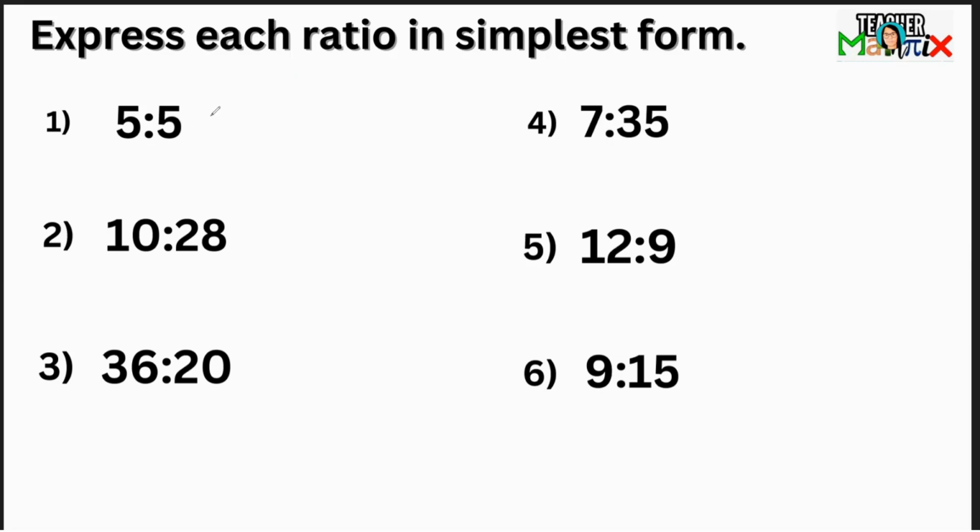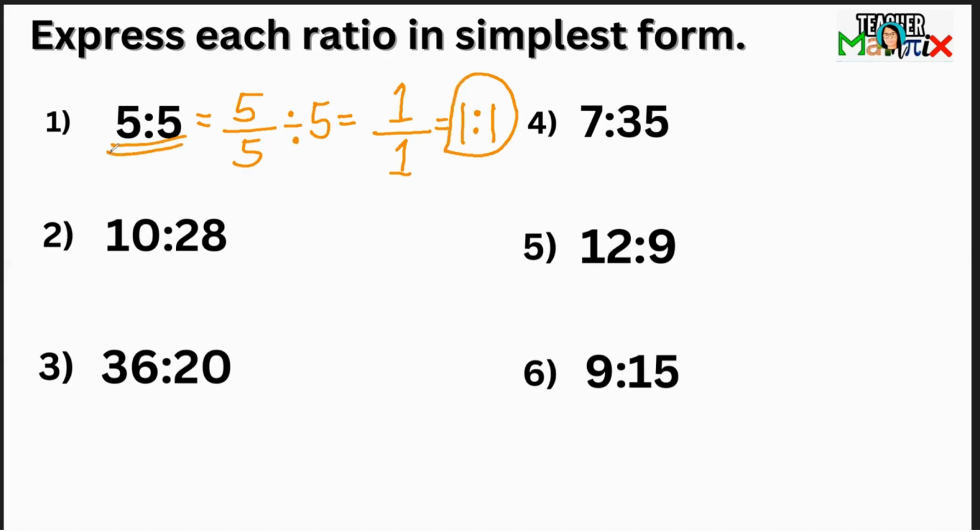5:5. Let's express this in fractional form first. 5:5 or 5/5. Get their common factor, of course, itself. So 5 divided by 5, we have 1. Then 5 divided by 5, 1. 1:1. Yan yung simplified form ng 5:5.